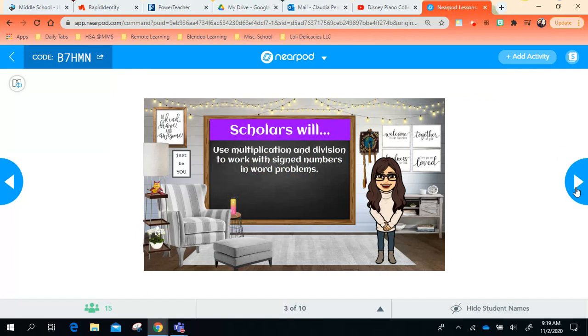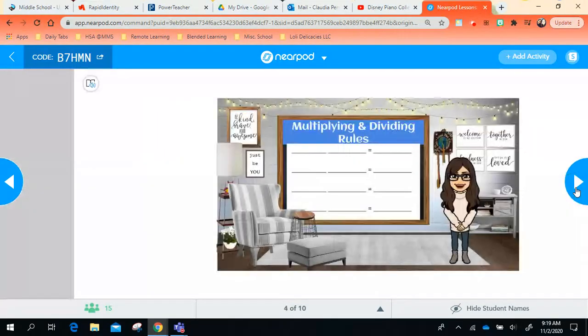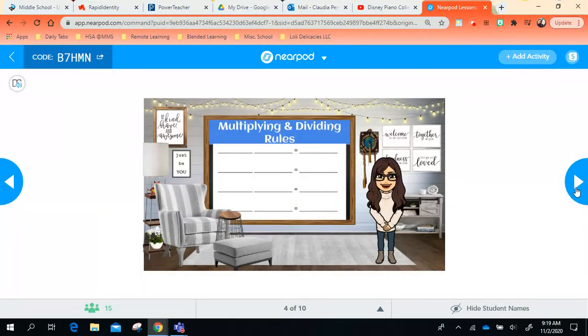Remember, no calculators. Let's go ahead and go over our rules. So at this point, everybody should have these written down. So when we're multiplying and dividing, if we have a positive times a positive number, what's our answer going to be?